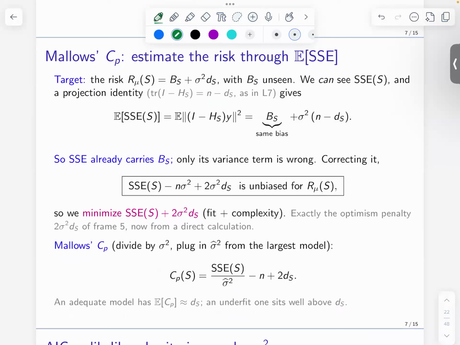So that quantity is unbiased. And if I drop this, you can see this is just exactly the same thing that we had before. So that extra term doesn't matter for model selection. But if you divide by sigma squared, you get this criteria, which is unbiased.